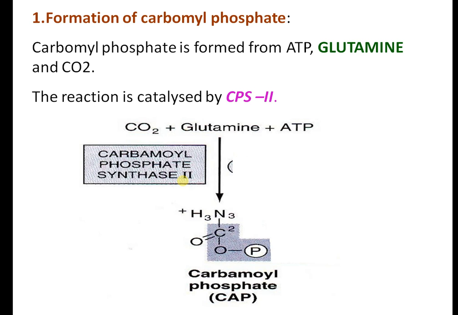The formation of carbamoyl phosphate. Carbamoyl phosphate is formed from ATP, glutamine and carbon dioxide. The reaction is catalyzed by CPS 2, carbamoyl phosphate synthetase 2: carbon dioxide combines with glutamine and ATP to form carbamoyl phosphate.